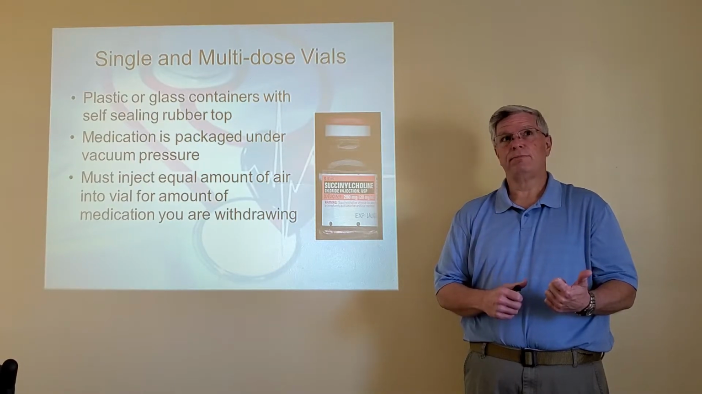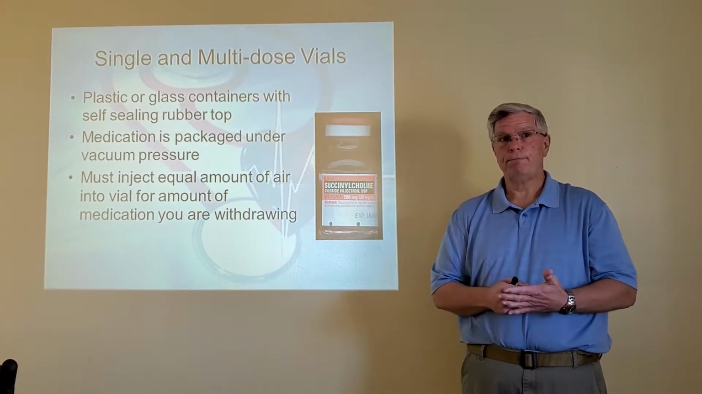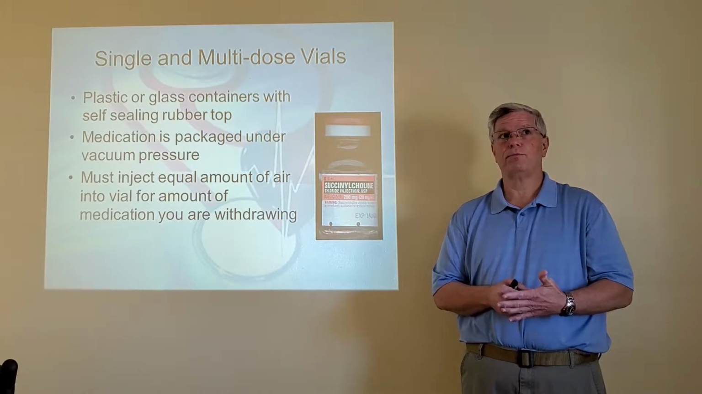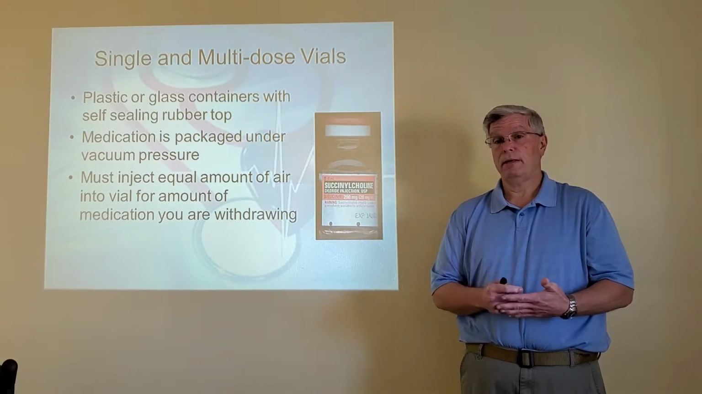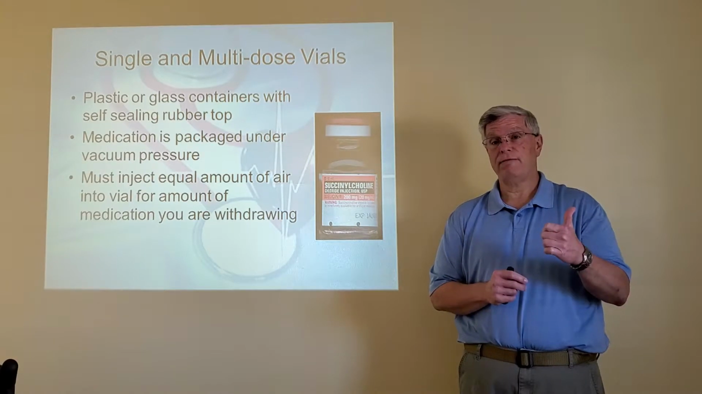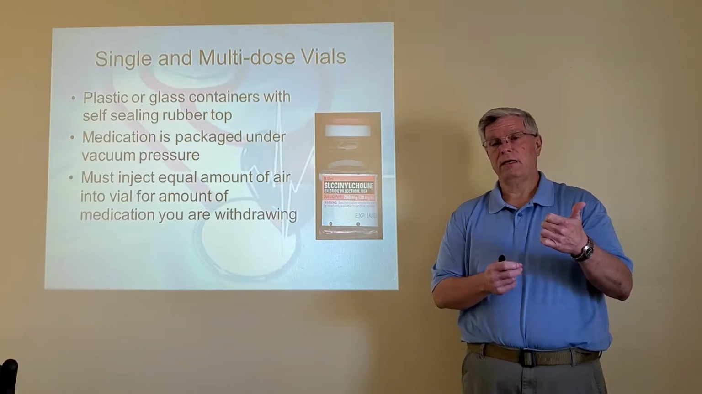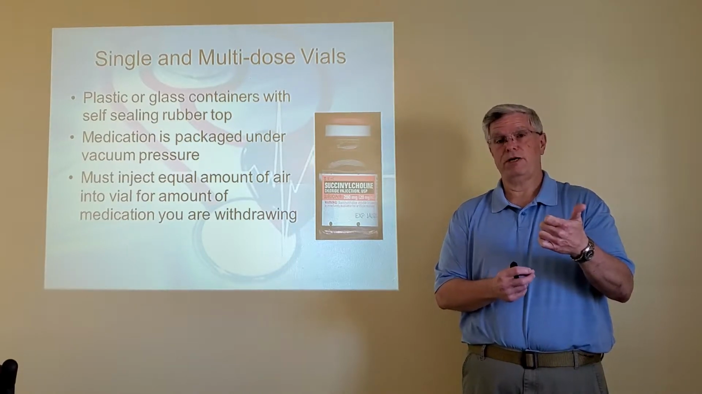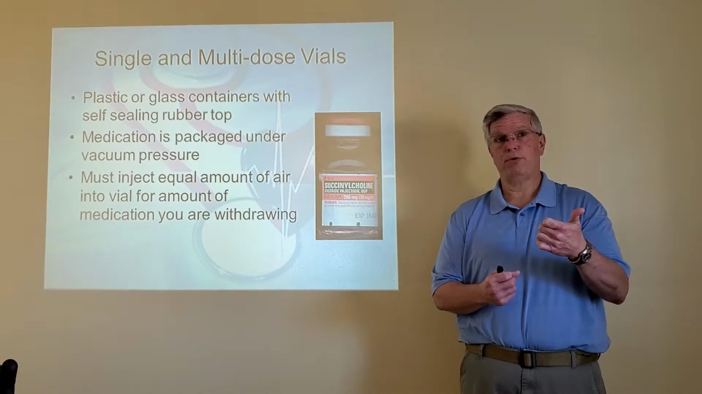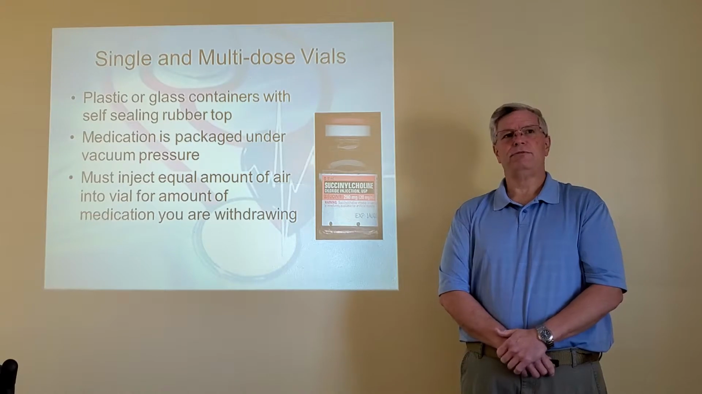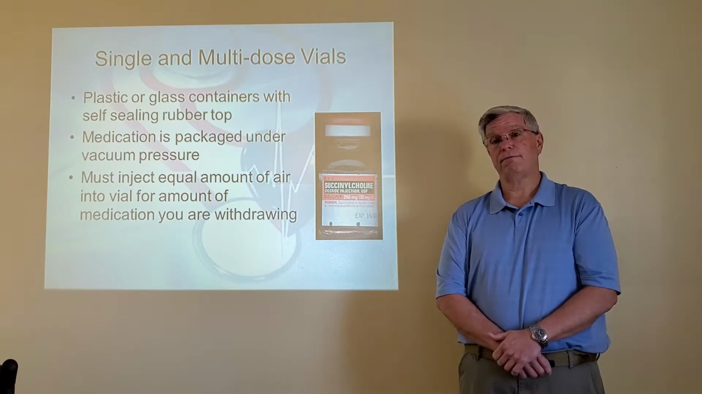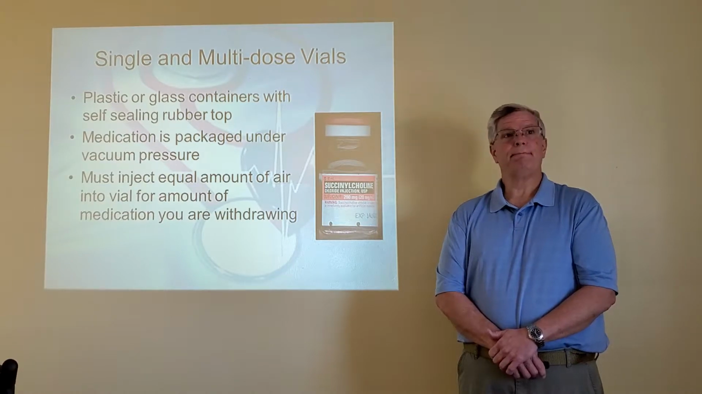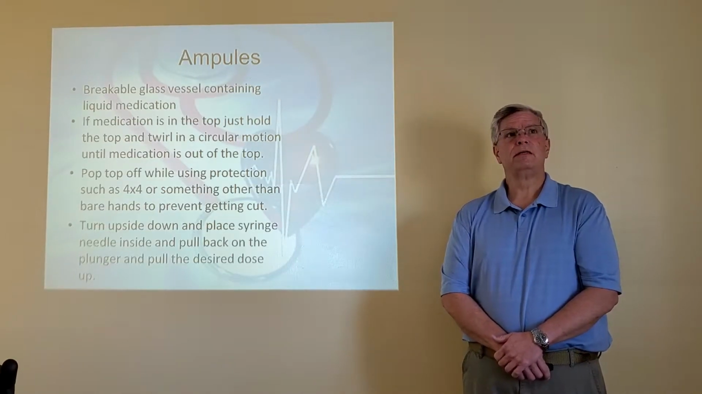clean the top of the vial, enter into the seal, inject your air, invert it, and then it will pull out the majority of it on its own, and you can pull the plunger back to finish filling up, and then just remove it. Ampules.